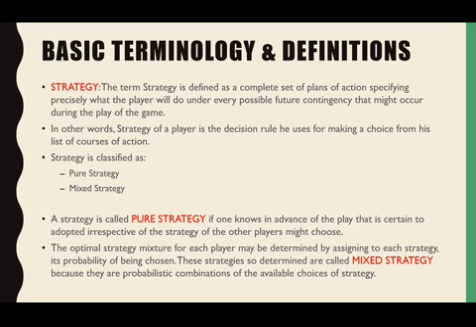So strategy can be broadly classified into two ways: pure strategy and mixed strategy. What is a pure strategy? A strategy is called pure strategy if one knows in advance of the play that it is certain to be adopted irrespective of the strategy the other players might choose. Let me say, in the beginning of the tic-tac-toe game, I put the first mark in the center. You have 8 other choices in the outer layer, right? So you can put it anywhere. Wherever you put, I have decided where I would be putting the next cross mark. So then that is called a pure strategy. Irrespective of what you do, my next course of action is decided. Then it is called a pure strategy.